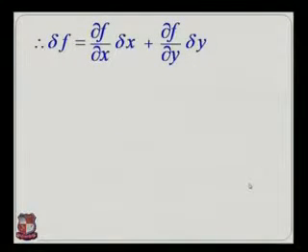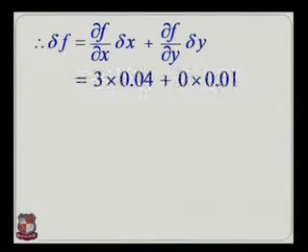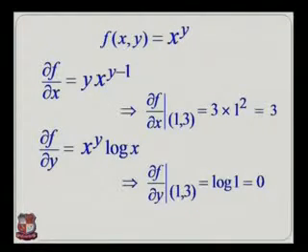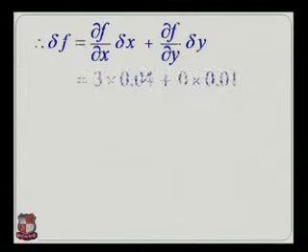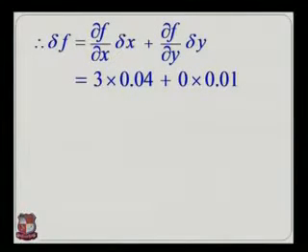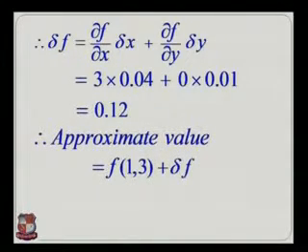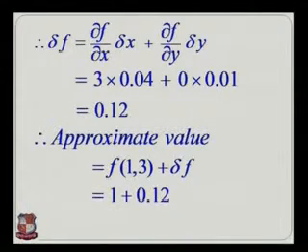So, the change in f is equal to del f by del x into delta x plus del f by del y into delta y. Del f by del x we found earlier, that is 3, and del f by del y is 0, and delta x is 0.04 and delta y is 0.1. So, this is equal to 0.12. So, the approximation value is f(1, 3) plus delta f, the change is 0.12 and the value is 1. So, the final answer is 1.12. This is the value of 1.04 raised to power 3.01.